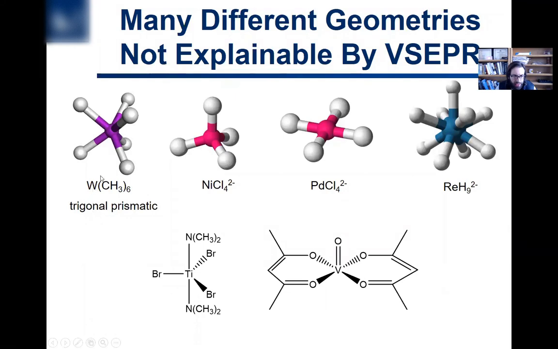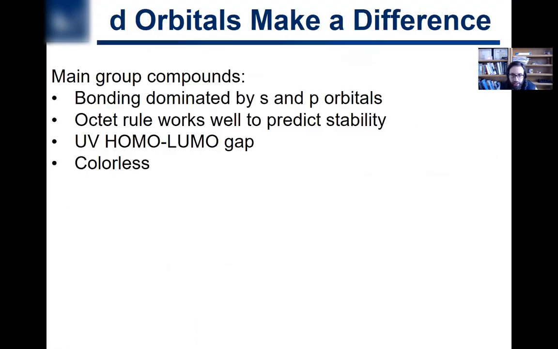Some other interesting cases: this tungsten complex is trigonal prismatic, not octahedral at all. You have some interesting 9-coordinate systems like this one here, or just a lot of variability here. 5-coordinate systems: here's a stable trigonal bipyramidal complex, which is the VSEPR geometry, but here is a square pyramidal 5-coordinate complex. So what we're going to explore in this chapter in part is, what gives rise to this structural diversity and how can we predict it?